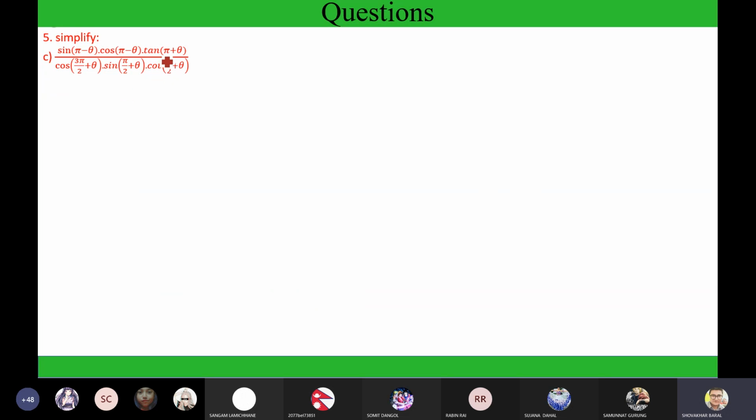So let's go to the next one: sin pi minus theta, cos pi minus theta, tan pi plus theta, cos 3 pi by 2 plus theta, sin pi by 2 plus theta, cot pi by 2 plus theta. This pi represents 180 degree. Sometimes this pi radian is given.